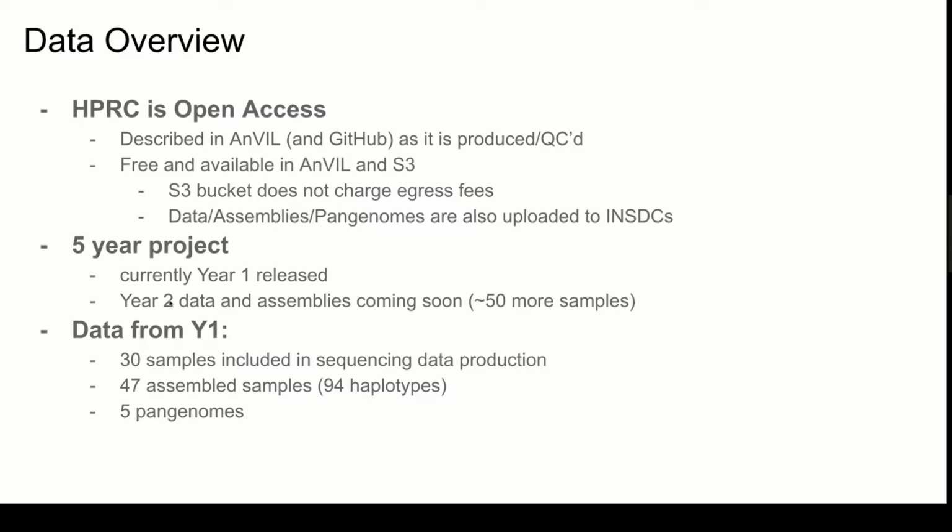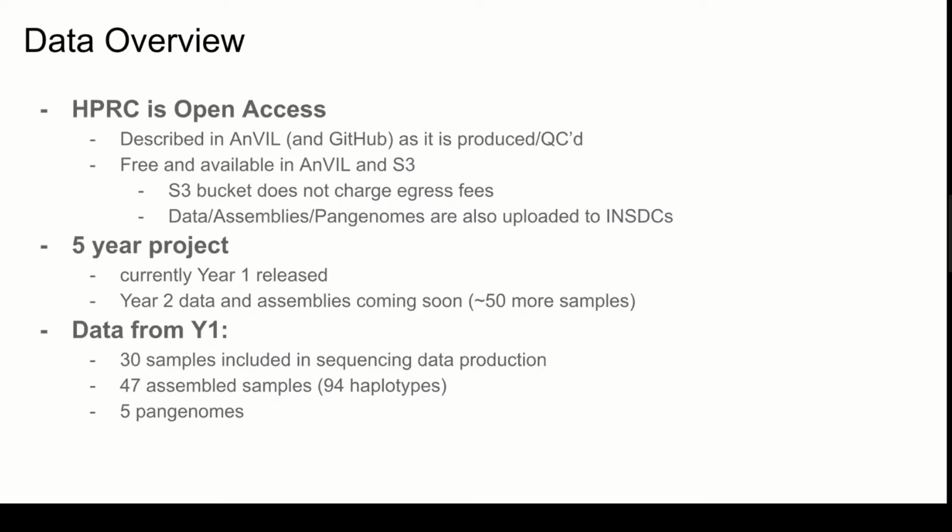In terms of data from year one, we have 30 samples included in the HPRC data production. And so that means that each one of those samples has Hi-Fi, Hi-C, Oxford Nanopore, child Illumina data, in most cases parental Illumina data, and Bionano data. And some of those samples have Strand-seq. So it's a very rich data set.